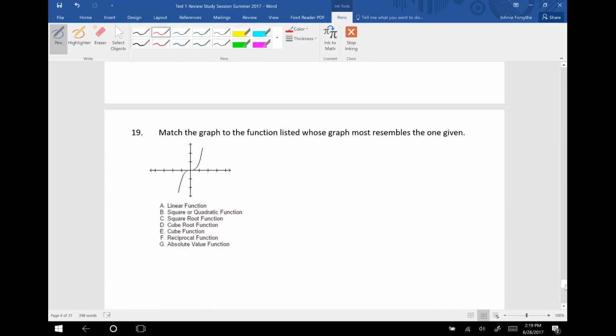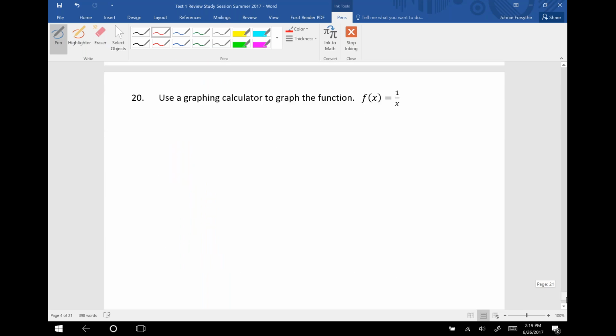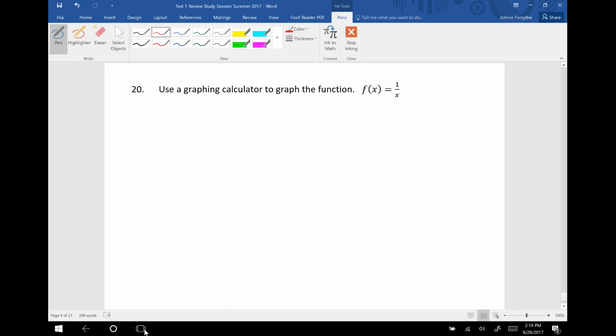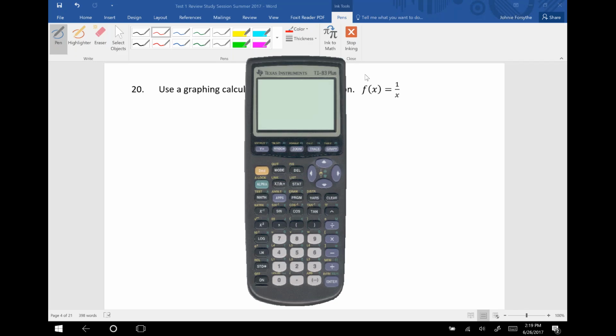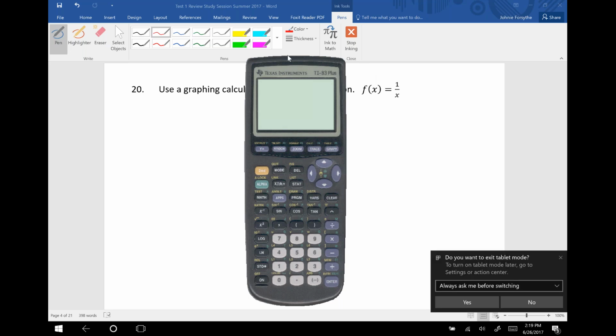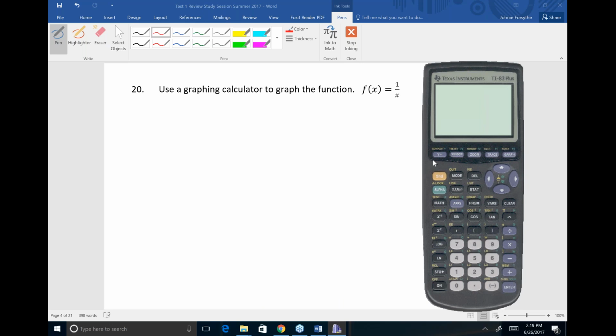You just want to memorize those basic functions, and then use the graphing calculator to graph the function. So really quick, to graph on here, you're going to use the y equals. So, okay. So we go to y equals. Oh, I should turn it on. Okay, y equals. All right, you're going to put whatever function in here. So I want to do 1 divided by x.